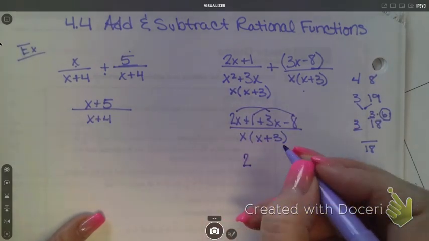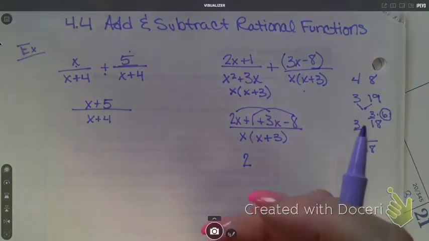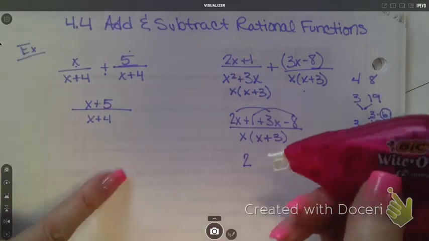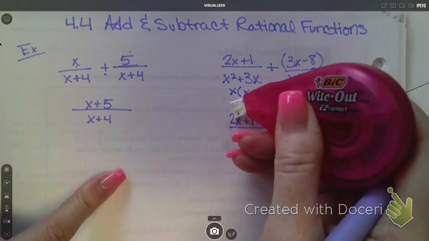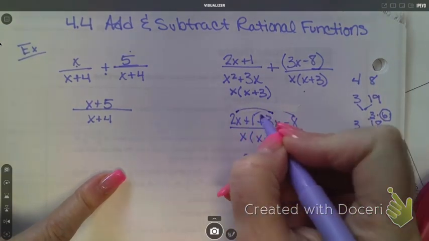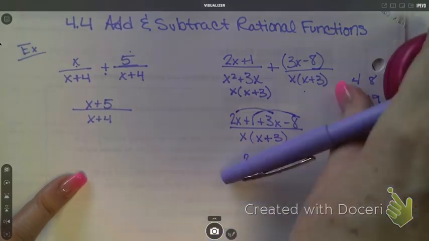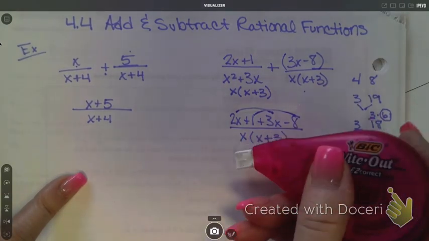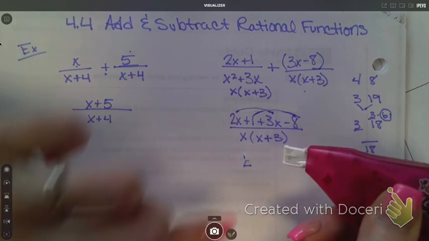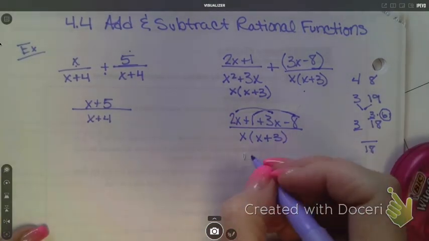So I have 2x. No, I totally did not write the right things. I need to start using my erasable pens again. And nobody caught me on it. Oh, I did. Yeah, I was going to say. I just crossed it out. Okay. So 2x plus 3x is 5x.